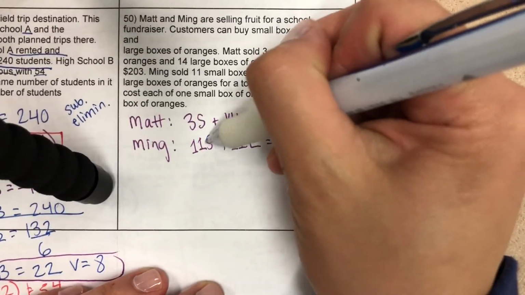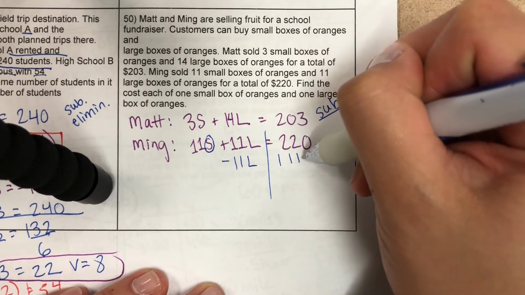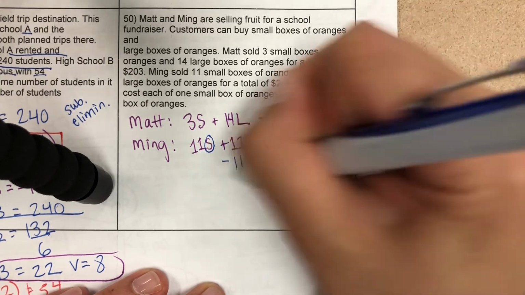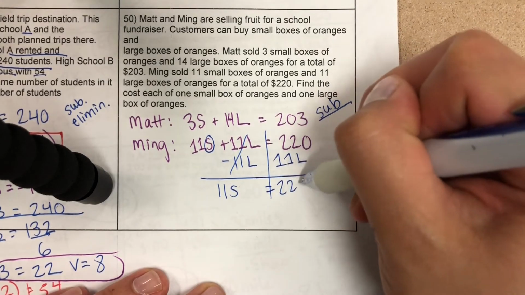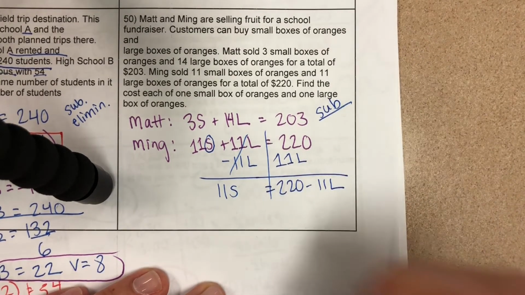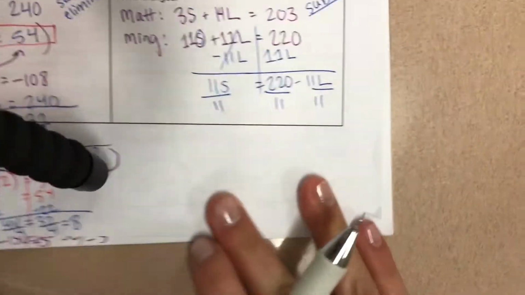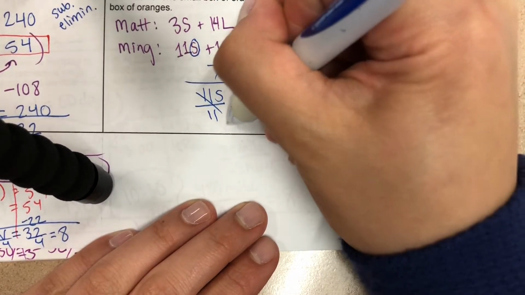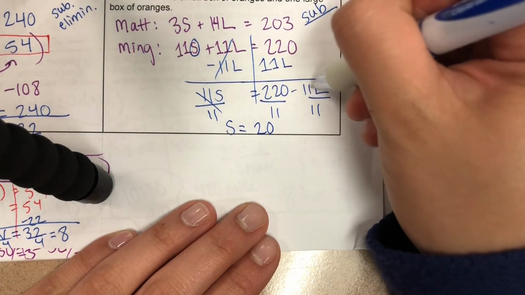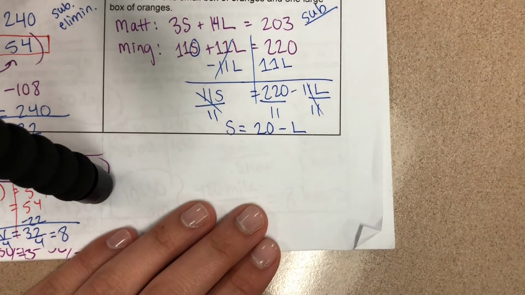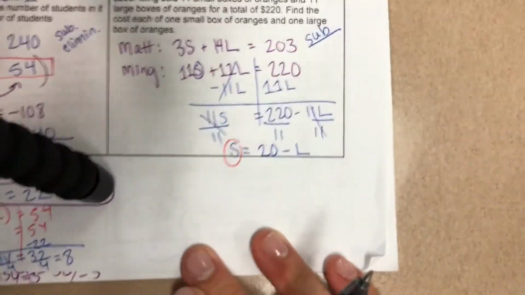So if I want to isolate this variable, I would do minus 11L on both sides. These would cancel, leaving 11S equals 220 minus 11L. To get the S by itself, I would divide each term by 11, and this works out nice and clean. These 11s would cancel out, leaving S equals 220 divided by 11 is 20, and then these 11s cancel out, equals 20 minus L.